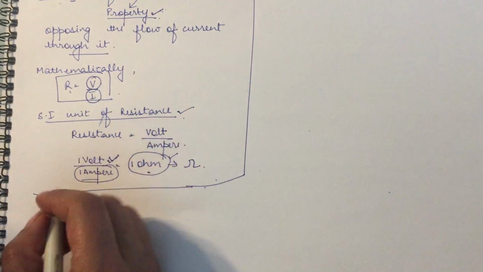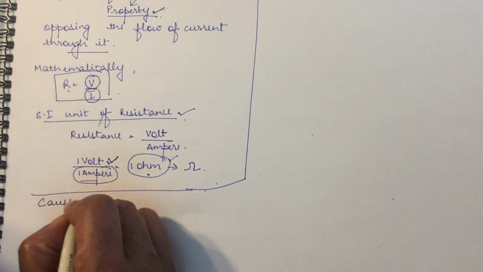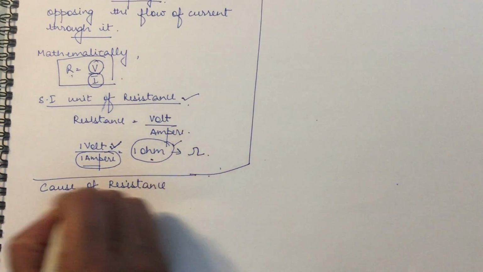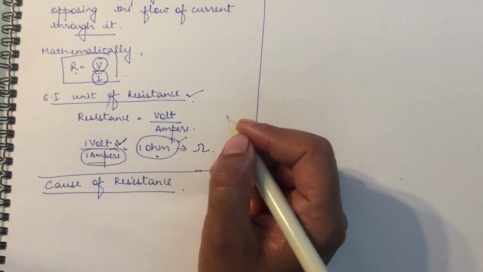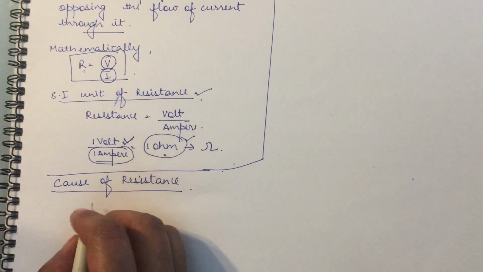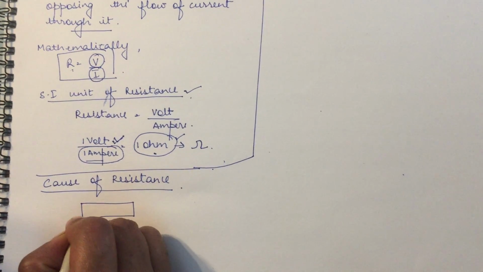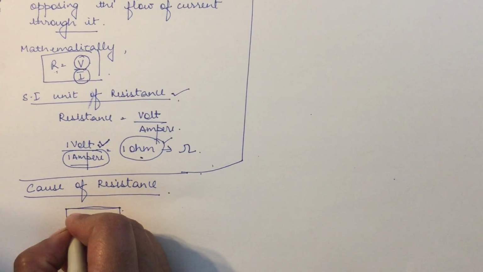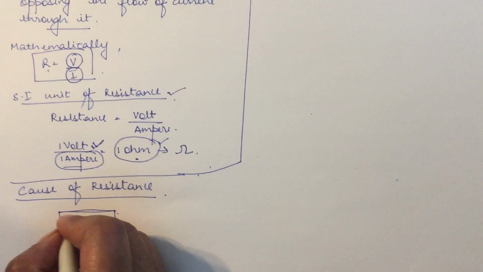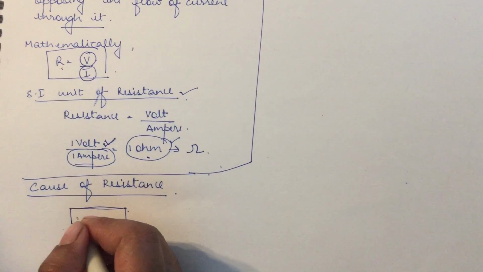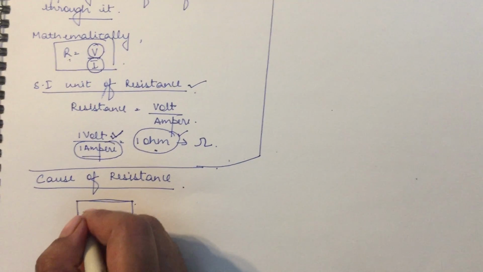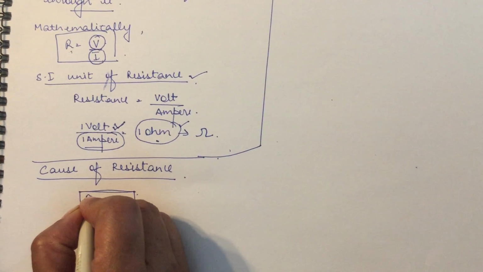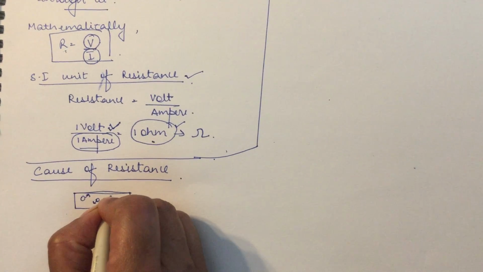Now what is the cause of resistance? I've told you that in a conductor we have free electrons, and they are in random motion, in random direction. They are randomly moving in any direction. These free electrons are also called the charge carriers. So they are randomly oriented.